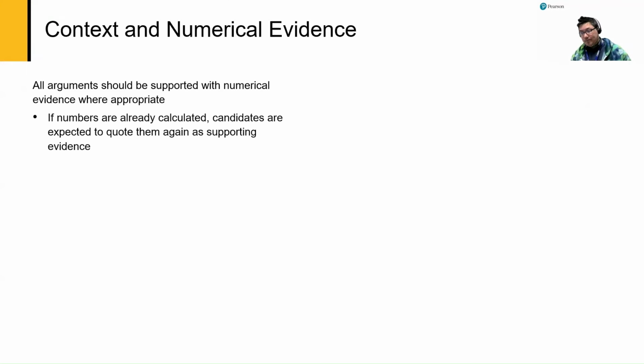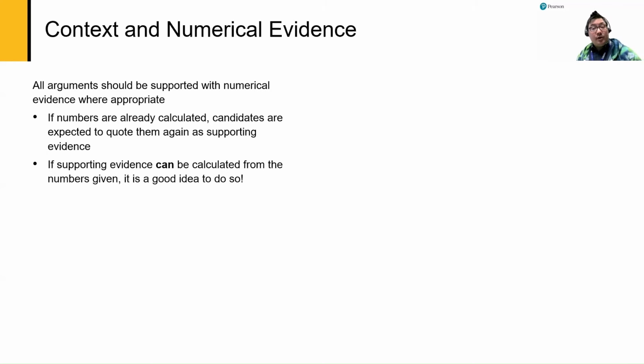Also, if you can, arguments should be supported with numerical evidence where appropriate. Now, if the numbers have already been calculated in the question, then candidates are expected to quote them again as supporting evidence. If supporting evidence can be calculated from the numbers that are given, then yeah, I probably should do that as well.